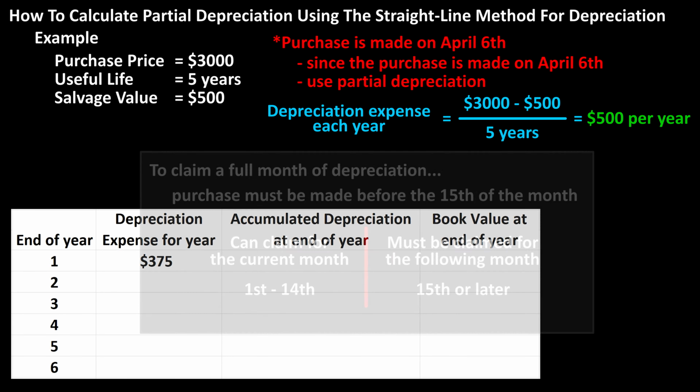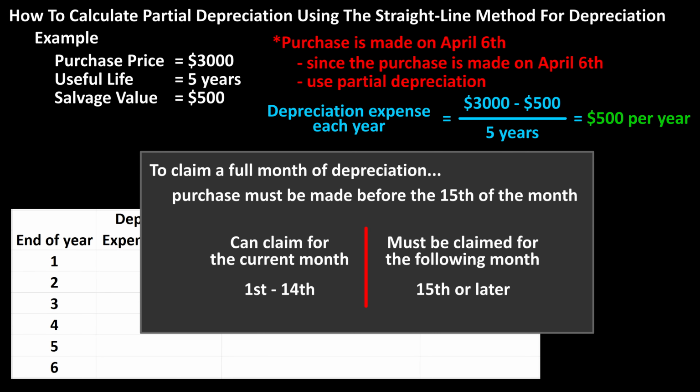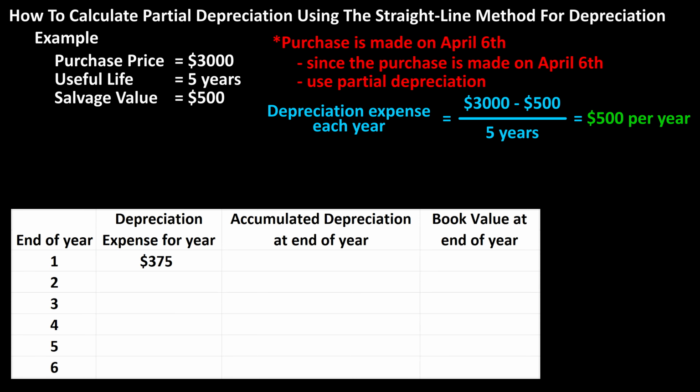And one note, to claim the full month of depreciation in year 1, the purchase of the asset must be made before the 15th of that month. So if our purchase was made on the 17th of April, we would have to claim May through December for year 1. Now back to the depreciation schedule. Years 2, 3, 4, and 5 are full years, so we'll put the full $500 depreciation expense that we calculated in for each of these.